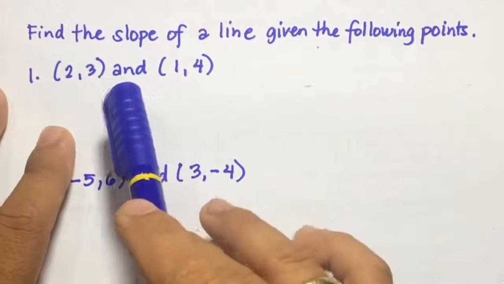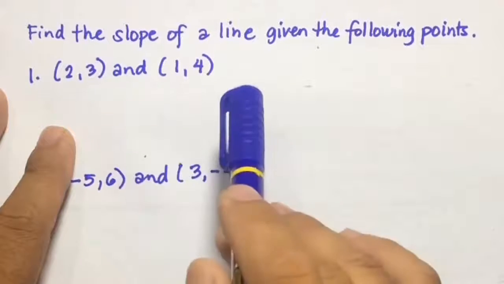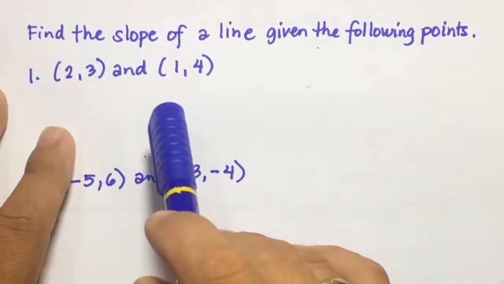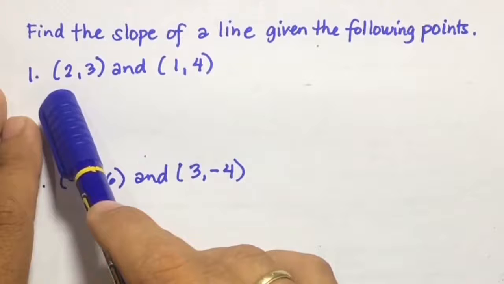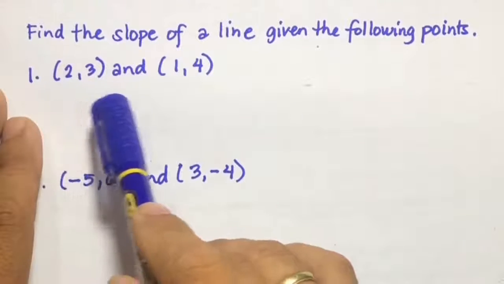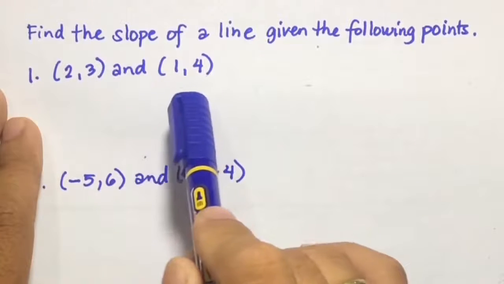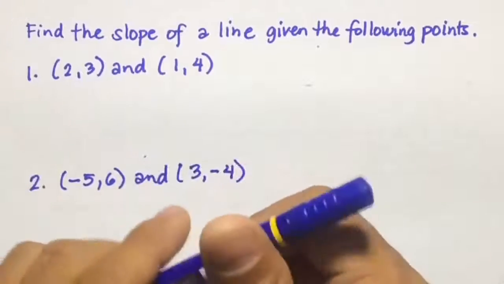So we have here examples of finding the slope given 2 points of the line. We have number 1. The line passes through the points (2, 3) and (1, 4). So we're going to find the slope.